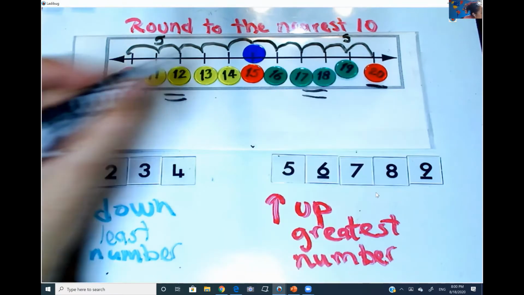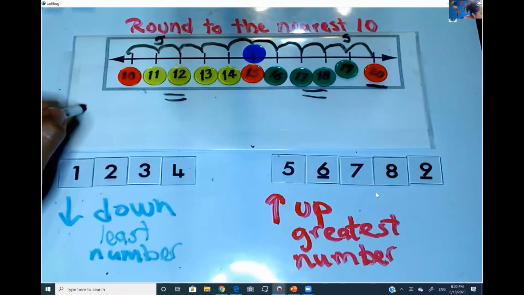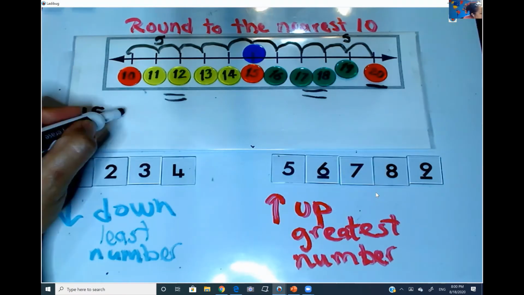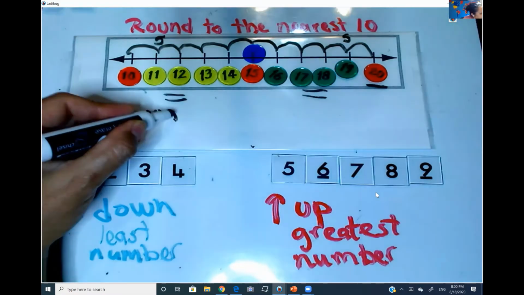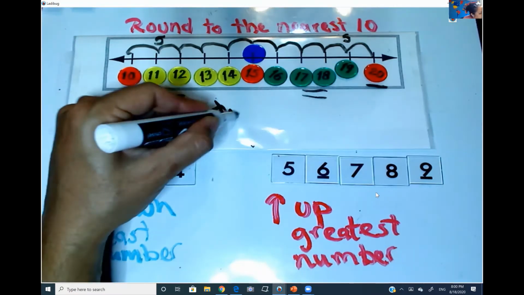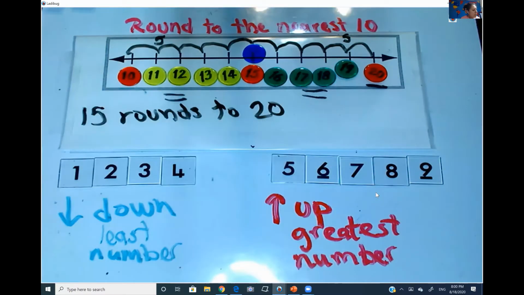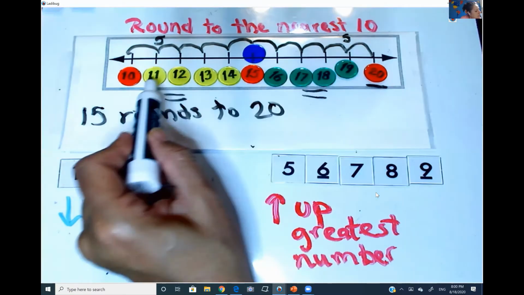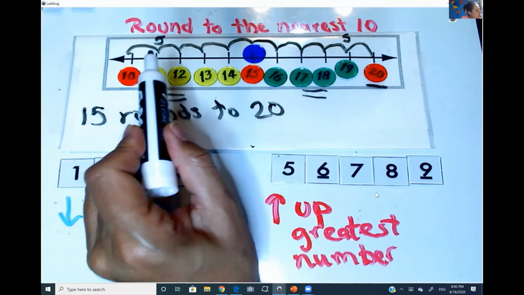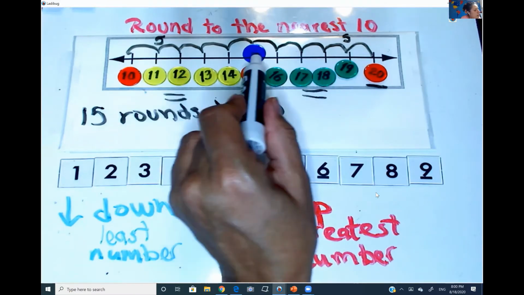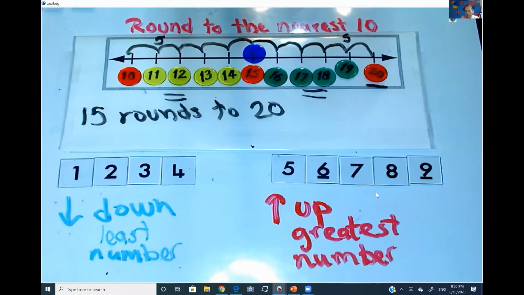So I can tell that 15 rounds to 20. Or it's going to be rounded to 20 because they have the same distance, but when we're in the middle, we're always going to go up to the greatest number.